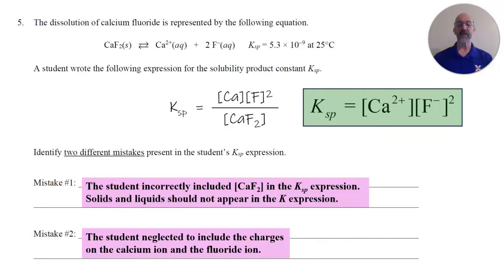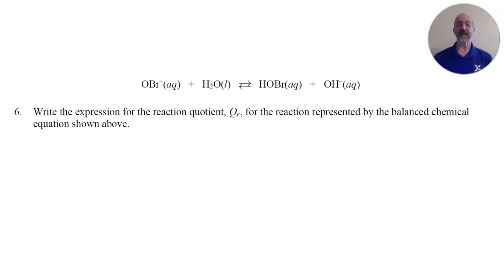So the correct Ksp expression should be written as follows. The Ksp is equal to the concentration of the calcium ion, Ca2+, times the concentration of the fluoride ion, F-, and that should be raised to the second power. So the concentration of the fluoride ion is squared because the fluoride ion has a coefficient of 2 in the balanced equation. Now let's take a look at question 6.